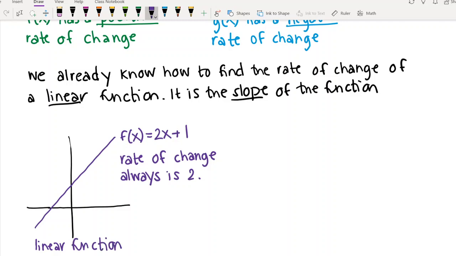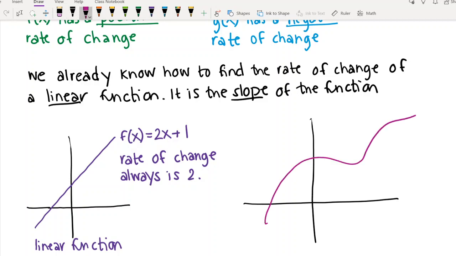However, most functions are not linear, right? There's lots of different types of functions out there, and it's very easy to come up with an example of a function that's not linear. So I'm just going to draw a function where I'm not going to give you an equation for it. It's just going to be a squiggle. So let's say that we're looking at this function, and let's call this g of x. So this is a non-linear function, right? It's not a straight line. Sometimes it's going up, sometimes it's going down.